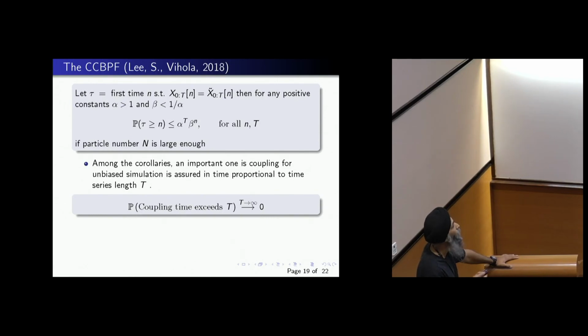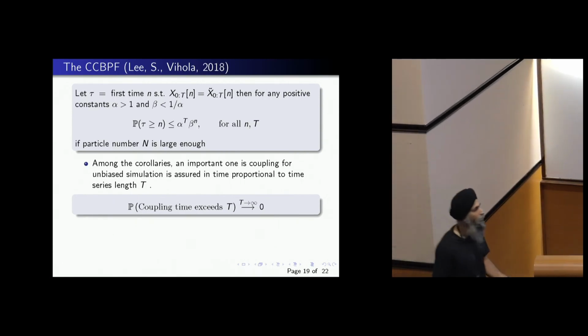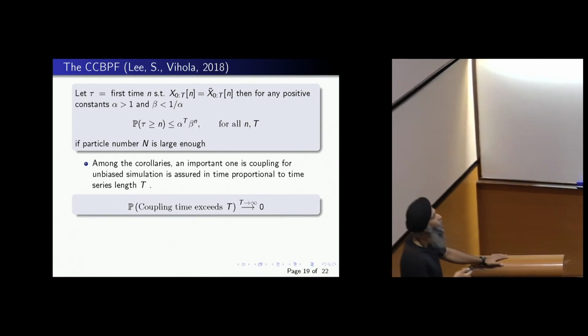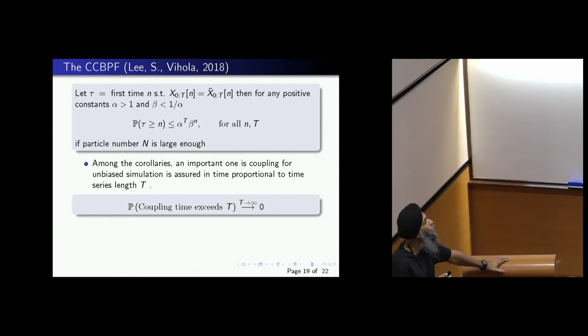There are a few corollaries of this very simple statement here. One of which is that you have some strong guarantees that the coupling time, in fact, you can say that the probability the coupling time exceeds some constant times capital T goes to 0 as capital T tends to infinity. So you have strong guarantees that you will couple in roughly time steps which are linear in the length of the time series you're trying to simulate from.